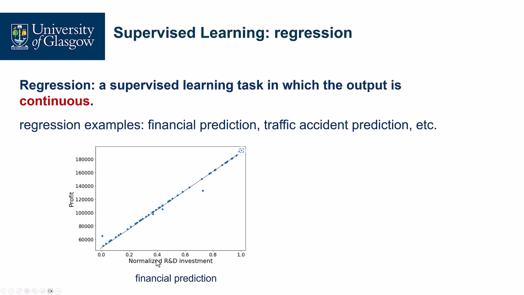Then I want to find the relation between this one and the output, which is profit. So we can say the output, the profit, is a continuous number, and this is not categorical, right? So this is regression.